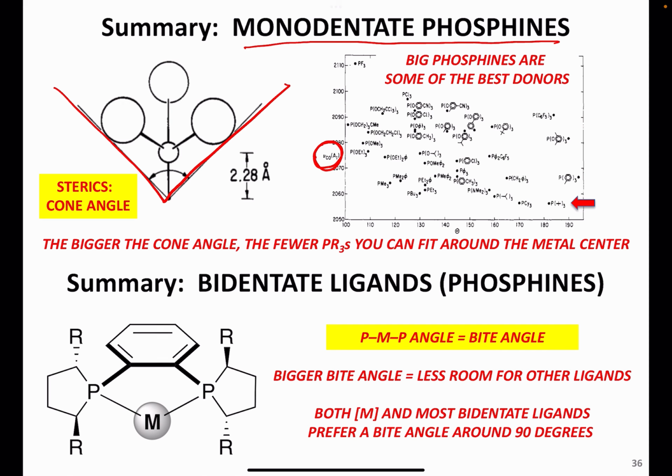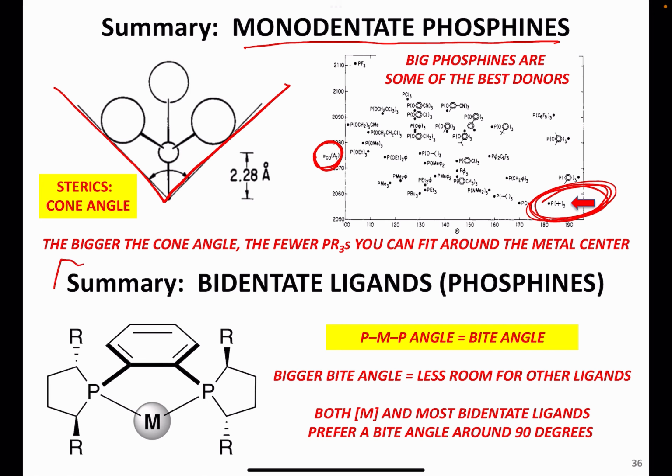But what's really, really important is that some of the biggest phosphines, like tri-tert-butylphosphine, are some of the best donors. And furthermore, the bigger the phosphine is, the fewer those phosphines you can fit around a transition metal center. You can then get low coordinate compounds. If you get low coordinate compounds, many of these are super important in catalytic processes like the hydroformylation reaction I showed a few minutes ago.